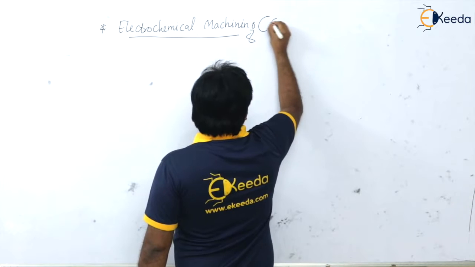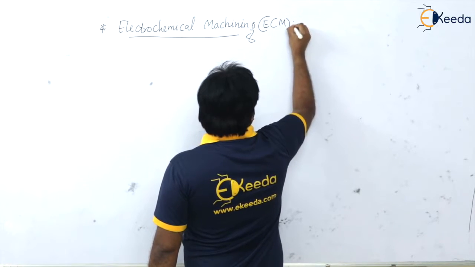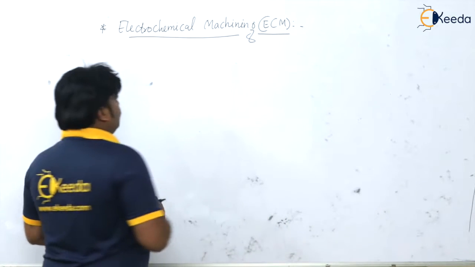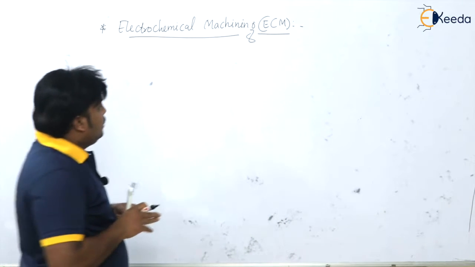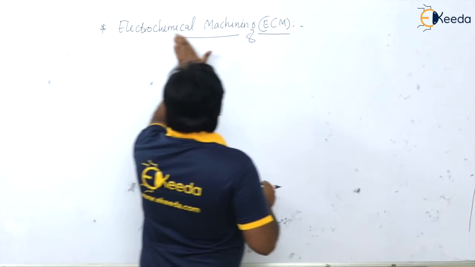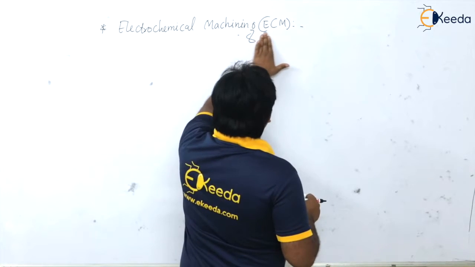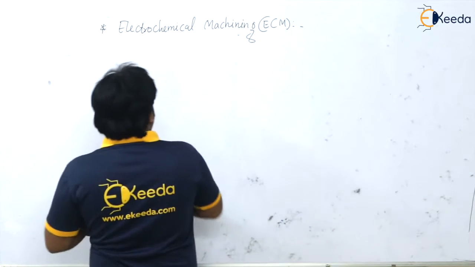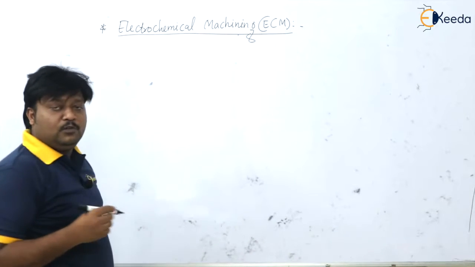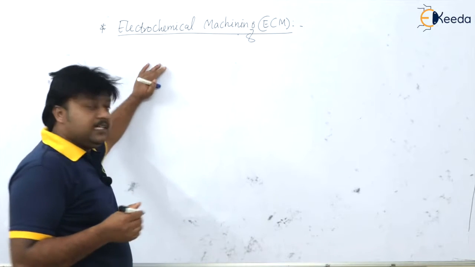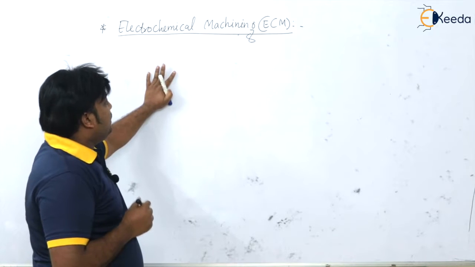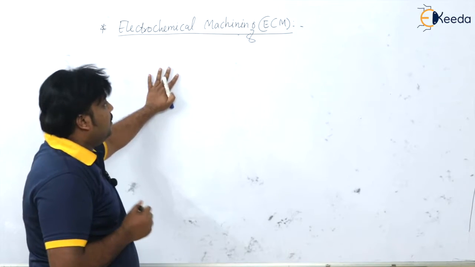We know that this is ECM, isn't it? So let us see some electrochemistry of this process. Okay, so we know all these things about the electrochemical machining, but the thing which we have not discussed, that we are going to discuss. We know that the material removal is taking place due to the electrolysis, but what is the chemistry behind that we should understand.